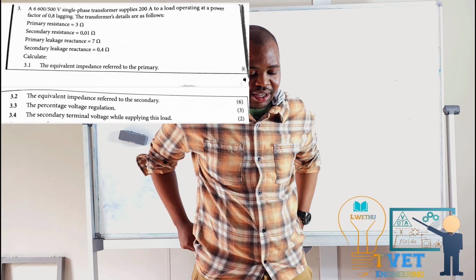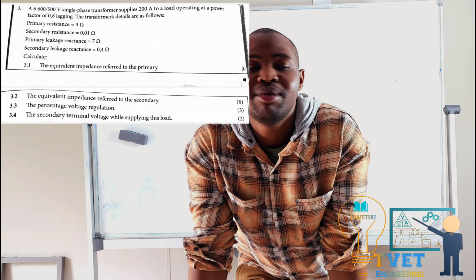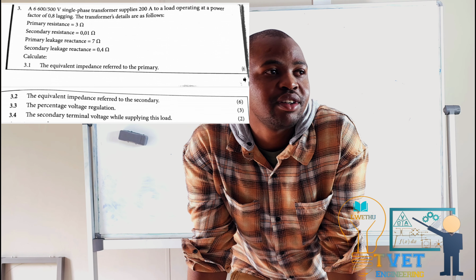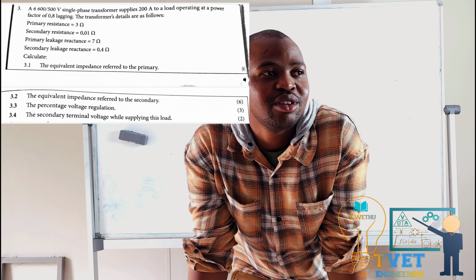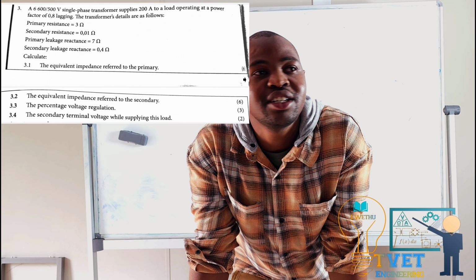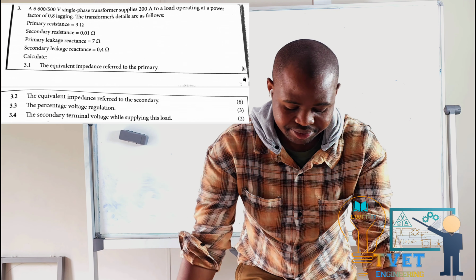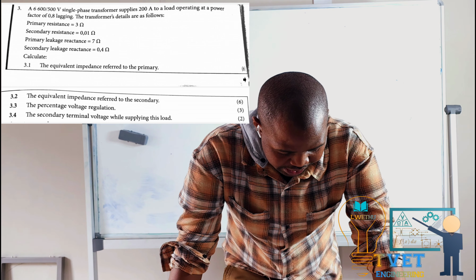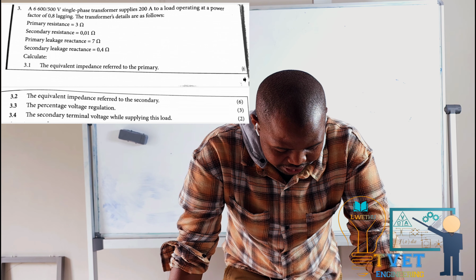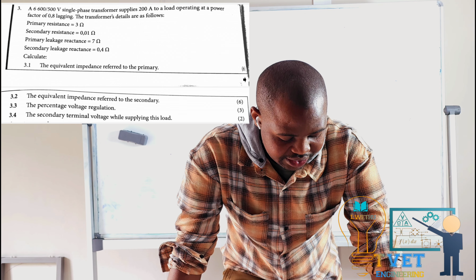We are given that the transformer supplies. It is not drawing, it is supplying I2, a supply current at the secondary side. We draw from the primary side. Then it supplies a load that is operating at a power factor of 0.8 lagging. Now, the transformer details are as follows.